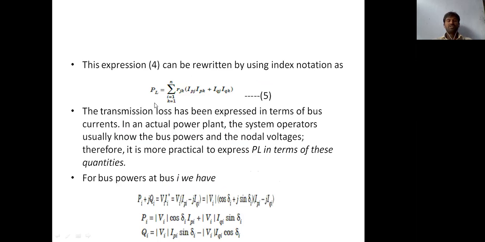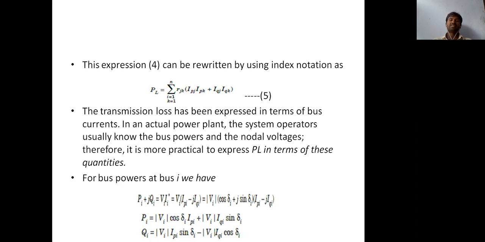These transmission losses can be expressed in terms of bus currents. In an actual power plant, this is the power loss equation in terms of only bus power. The system operator usually knows the bus powers and nodal voltages. Therefore, it is more practical to express PL in terms of those quantities. These are the system parameters and the power loss expression in terms of bus powers and system parameters.